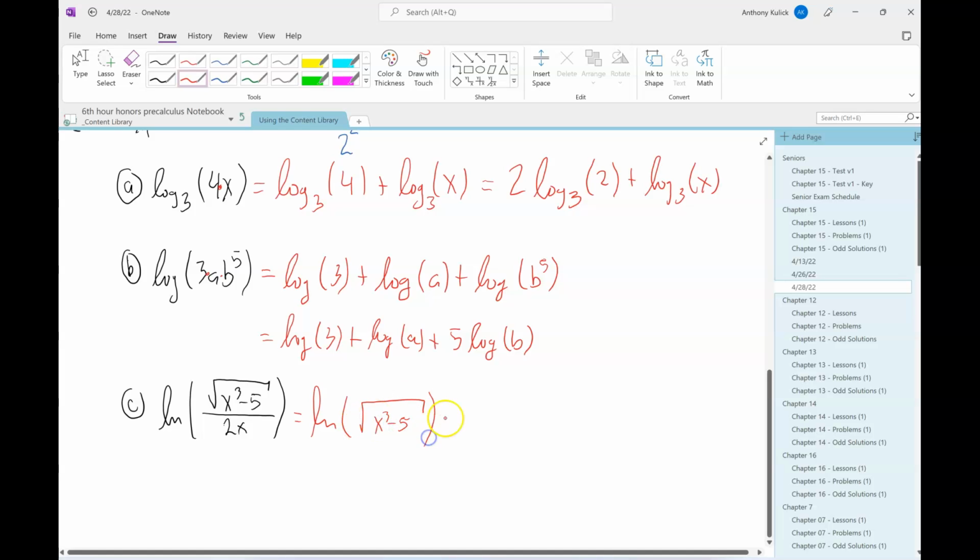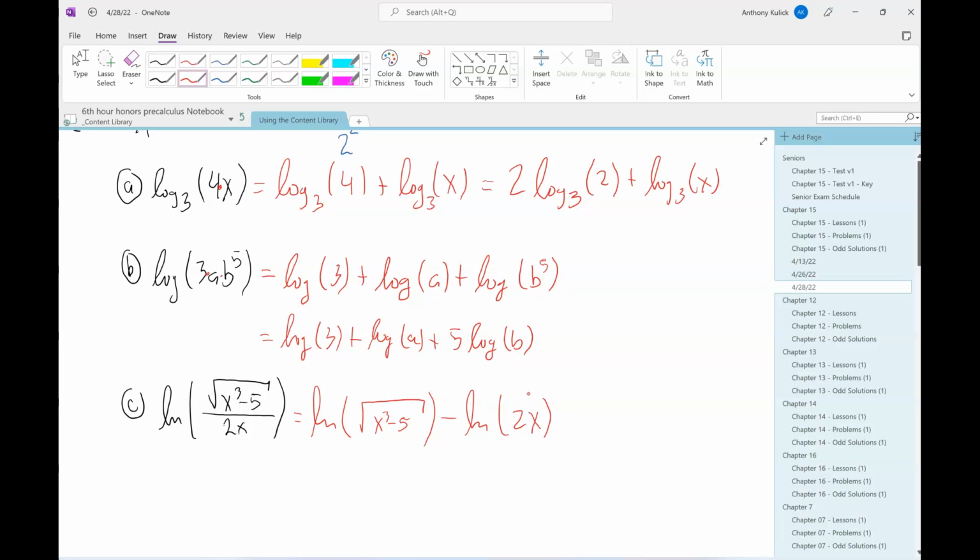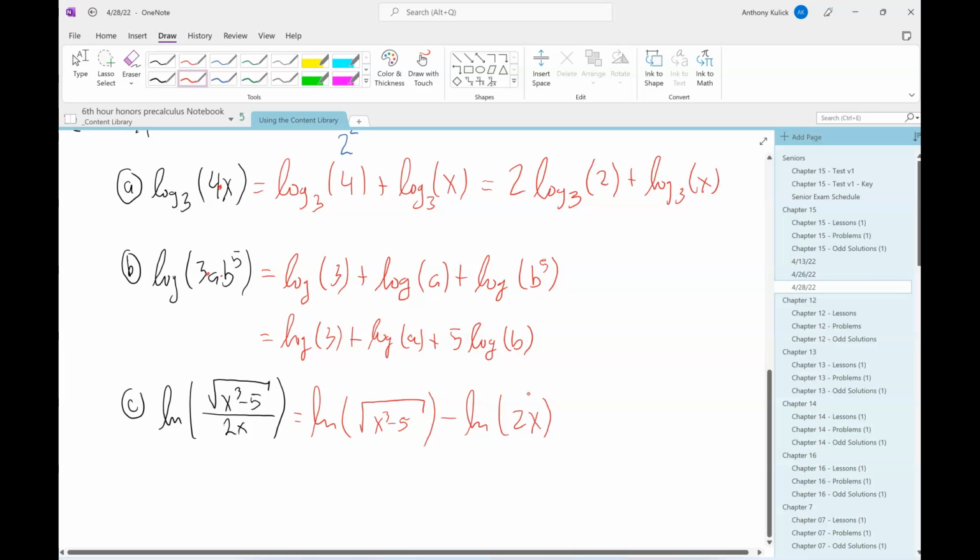When you're using the quotient property, it always must be numerator minus denominator. Just to be clear on that, the order matters, since there's subtraction and the order of subtraction matters. Everybody's happy with that? Okay, we got 2 new logs, so we have to start back over.